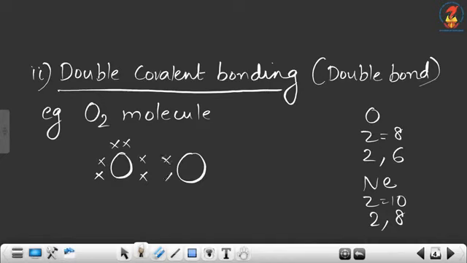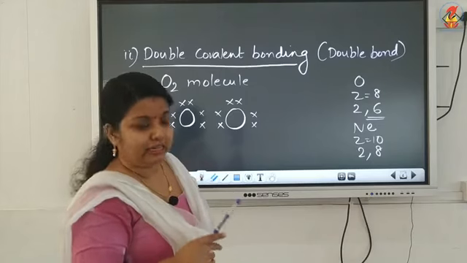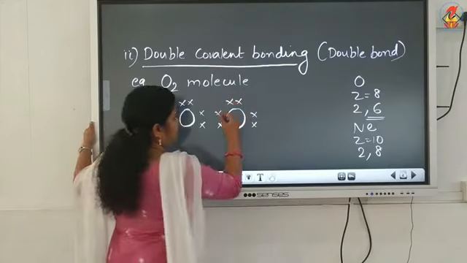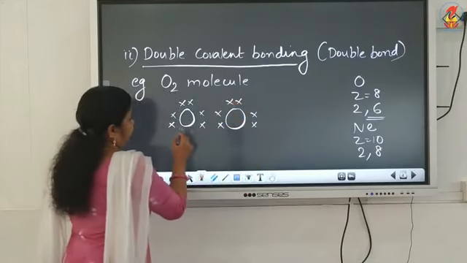Please note, instead of this cross sign you can write dot also. Okay, so first oxygen atom with 6 electrons. We just write the valence electrons. In electron dot structure we always write valence electrons only. You need not represent the inner shells. So 6 electrons around the first oxygen atom, 6 electrons around the second oxygen atom.